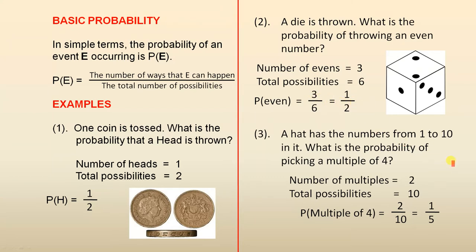A hat has the numbers from 1 to 10 in it. What is the probability of picking a multiple of 4? Now the number of multiples, there are 2 of them. Of course, the multiples of 4 are 4 and 8. The total possibilities are 10 because there are 10 numbers. So the probability of picking a multiple of 4 is 2 over 10, which is 1 over 5.